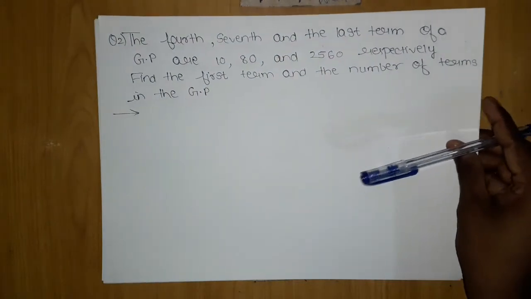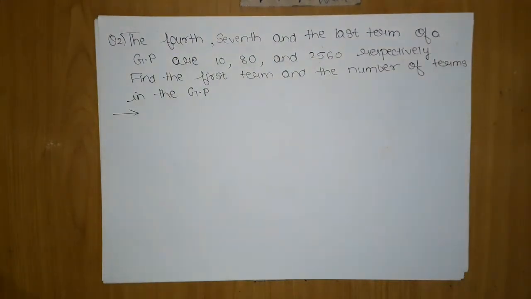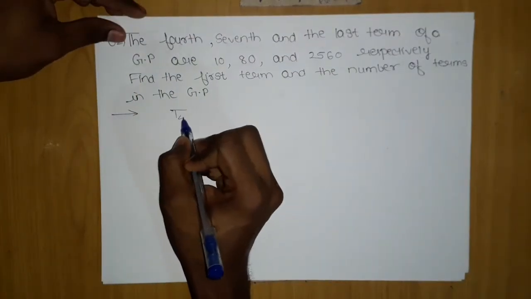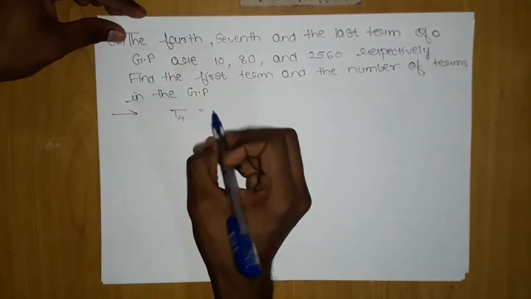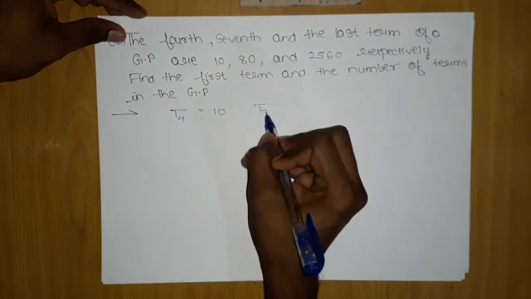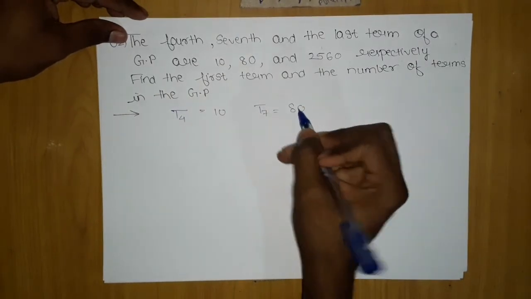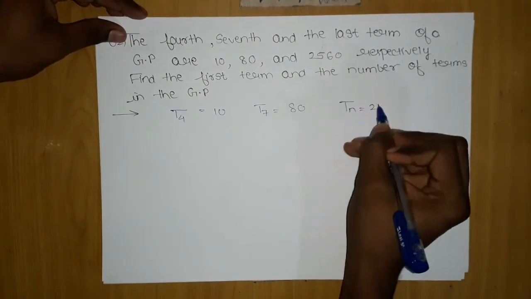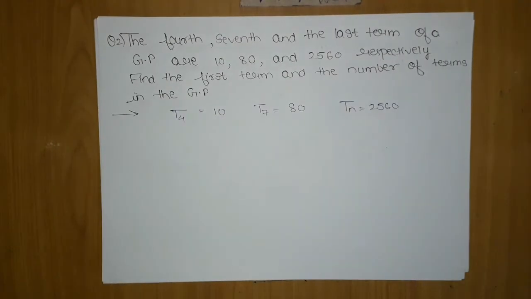Now let's move on to the next question. The next question is as follows. The 4th, 7th and the last term of a GP are given: T4 is 10, T7 is 80, and Tn is 2560. Now what they are telling is: find the first term.